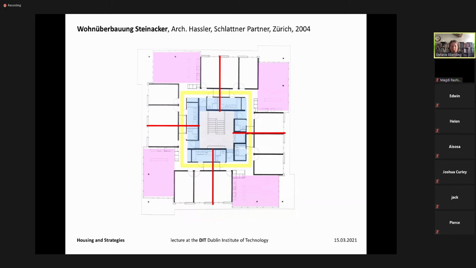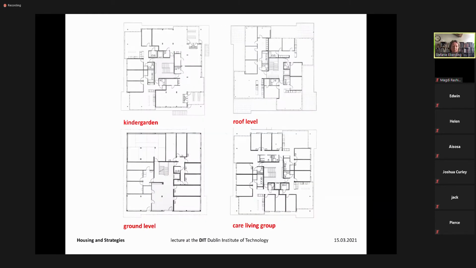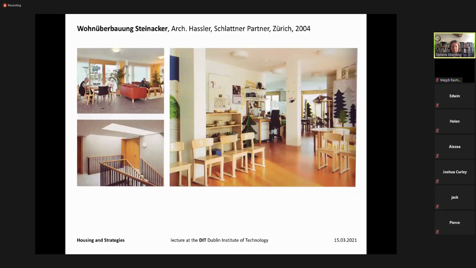And that's a thing which is also outstanding for this project. In this project, there are different types of apartment sizes. There's also a kindergarten. There's also a care living group. View to the care living group, the kindergarten, and the central core with the staircase, which gets light from above.